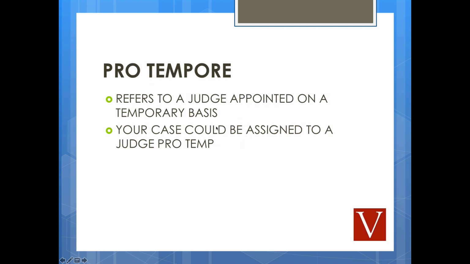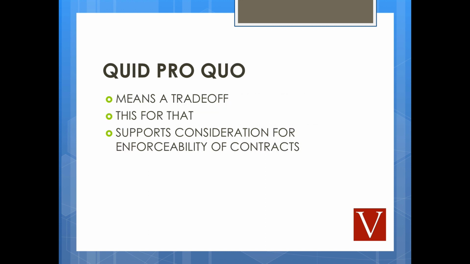Okay, next one is pro tempore. Pro temp, I think that we call it pro temp, or pro tem, sometimes you hear it. Refers to a judge that's appointed on a temporary basis. Keyword here, temporary. Are you catching on to the little tips here? Temporary basis. So your judge could be assigned to a judge pro temp. There you go. Easy, right? Quid pro quo. This essentially means a trade-off.